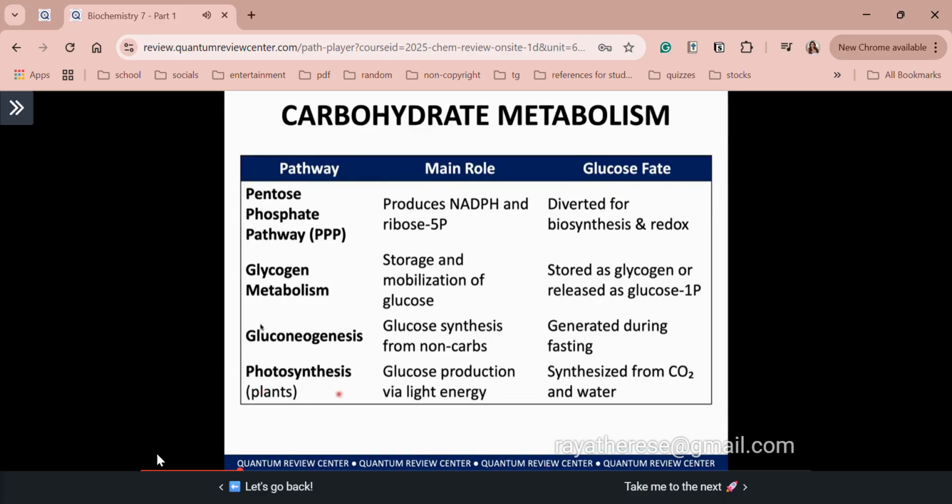And lastly, we have photosynthesis. Class, photosynthesis is specific to plants. Recall, this is your glucose production using light energy in our plant organisms. And here, what is the fate of glucose? We synthesize glucose from our initial substrates, carbon dioxide and water. That's why these two are important for plant survival.